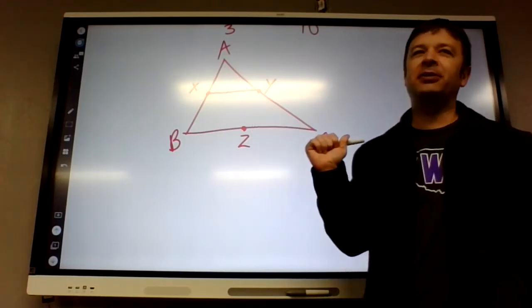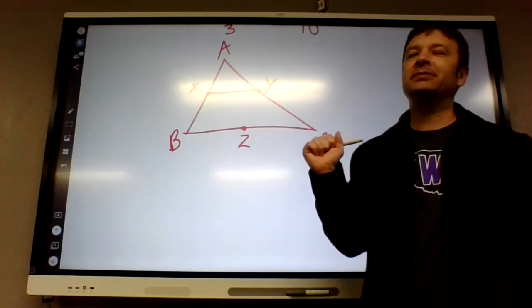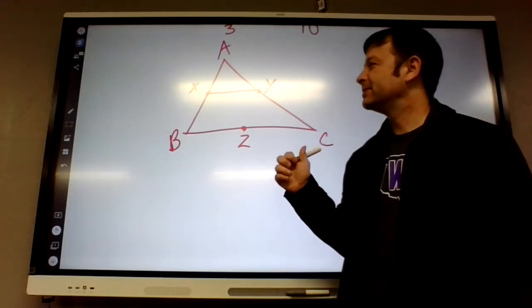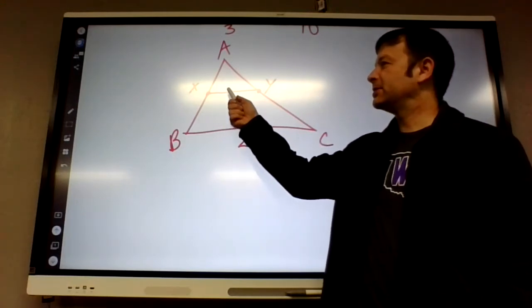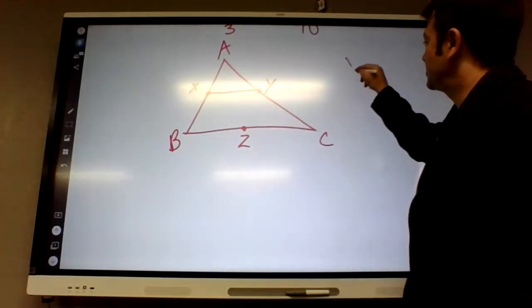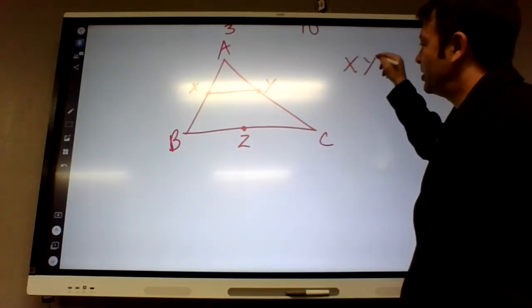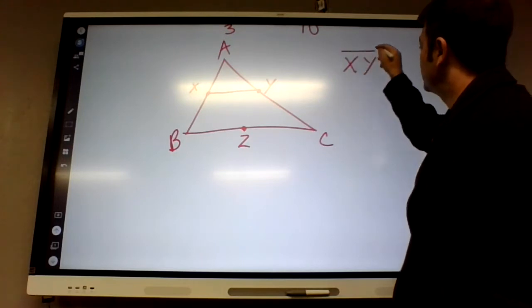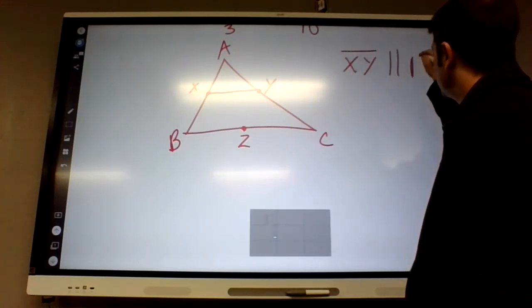You can kind of tell by looking at the picture. What do you know about these two lines? Parallel. Yeah, so that's like theorem number one. XY is parallel to BC.